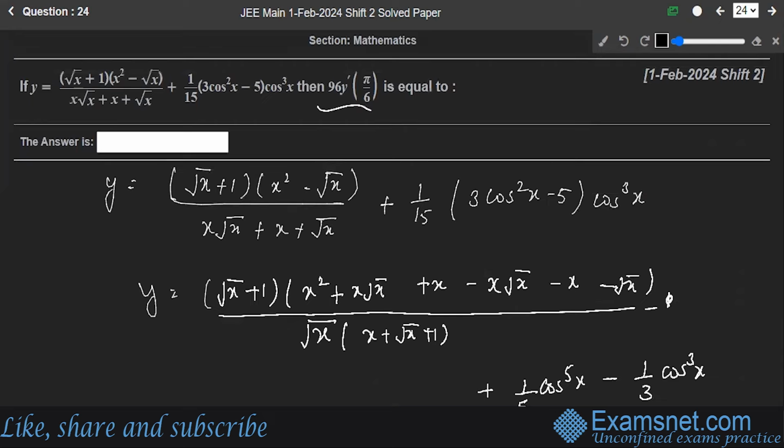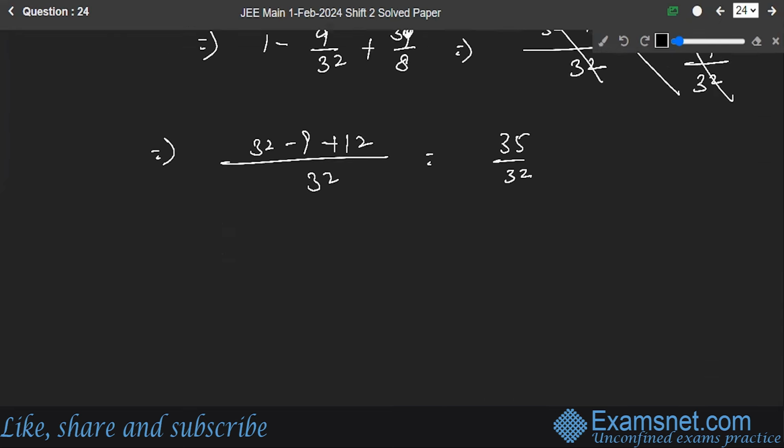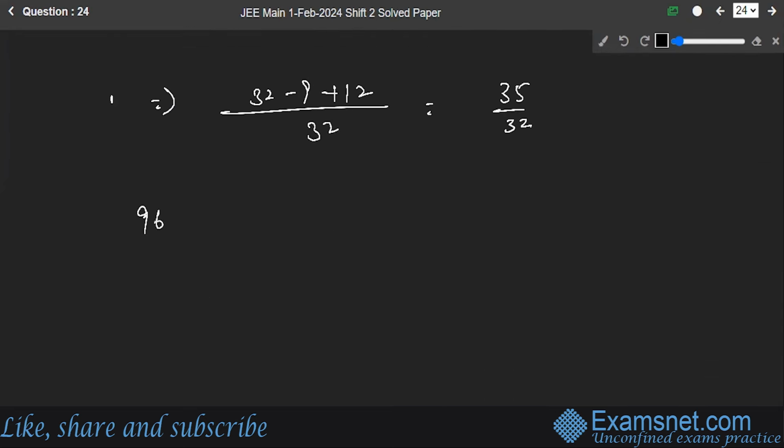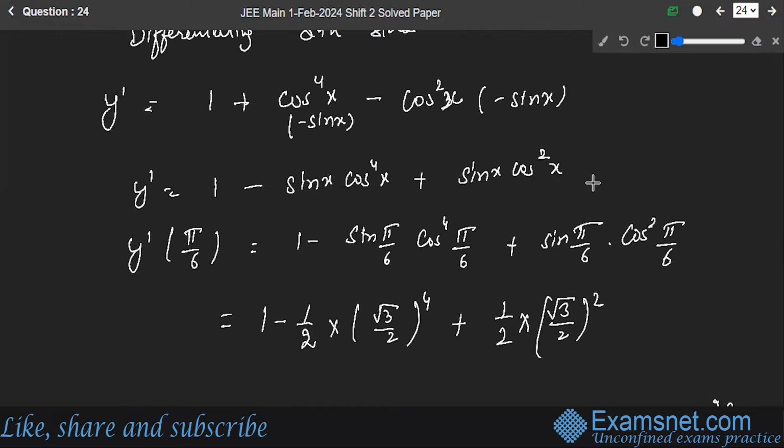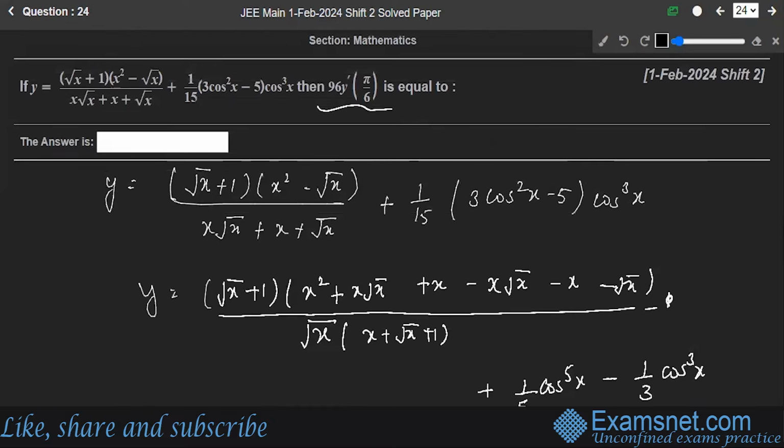Now you have to find out this 96 y dash. So this is your y dash. 96 y dash will be equal to 96 into 35 upon 32. On solving, this will give me 105. So this is the answer to the question, 105. Hope you are clear with this. Let's move to the next question.